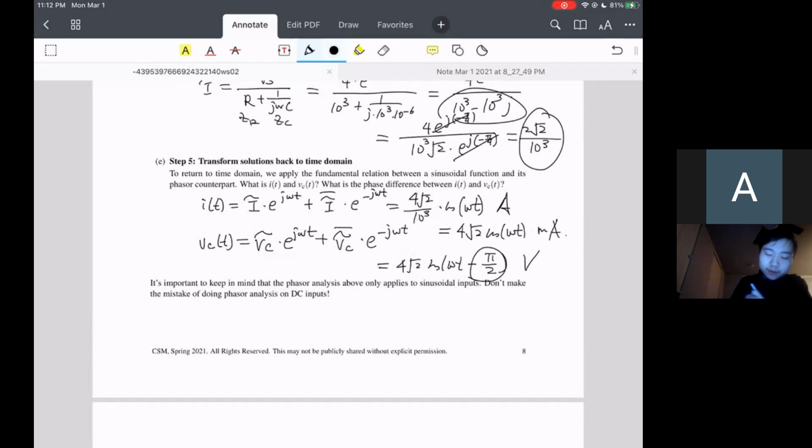Okay, so it's important to know that the phasor analysis only applies to sinusoidal inputs. Don't try to apply it to other kinds of inputs. It is a terrible mistake to make. All right, so that concludes our walkthrough for question number 3 on this worksheet.